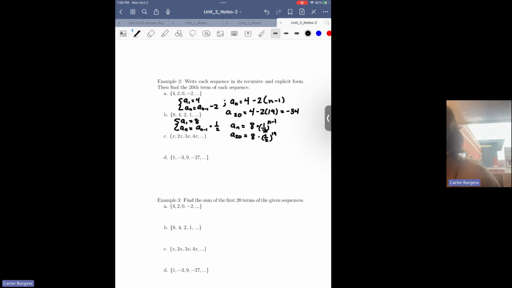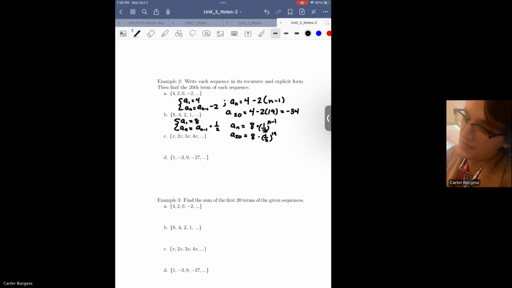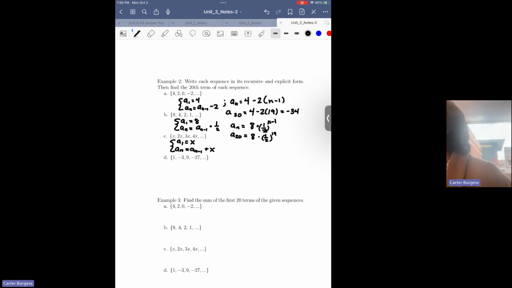All right, what about for C? First of all, is this an arithmetic or a geometric sequence? This is arithmetic. What am I adding each time? I'm adding an x. So I start where? At x. And then how do I move? Plus x. A sub n minus 1 plus x to get to my next term.